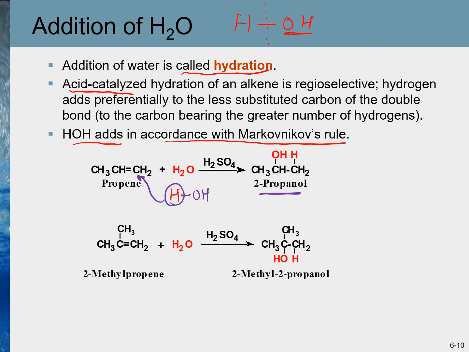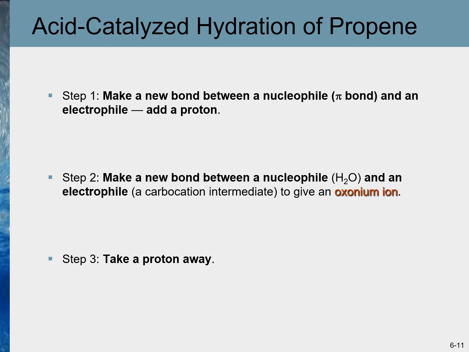Similarly, in the second example, the addition of water to 2-methylpropene, the hydrogen again will go to carbon number 1 because it contains more hydrogen, and the resulting product will be 2-methyl-2-propanol. The mechanism of acid-catalyzed hydration of alkenes is quite similar to what we already proposed for addition of hydrogen halides.